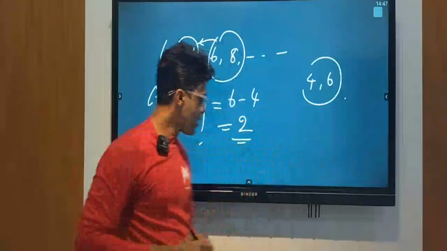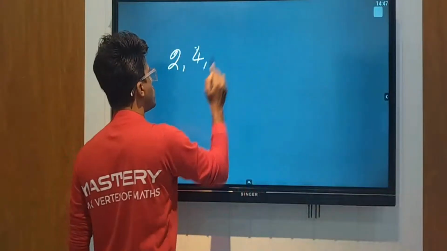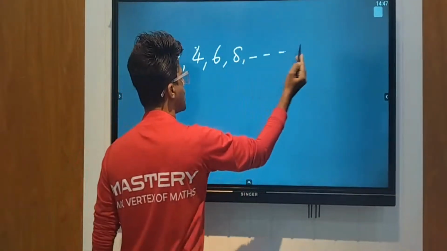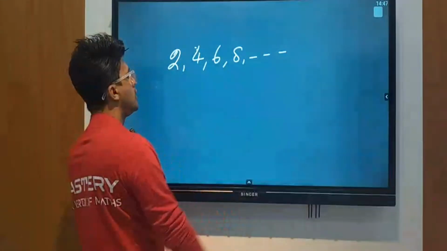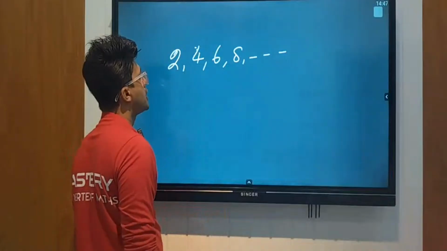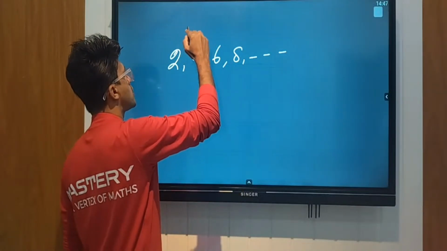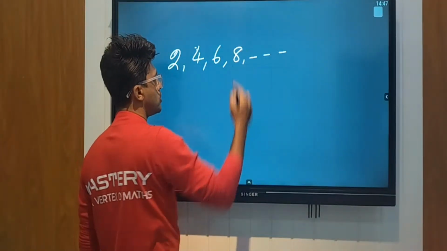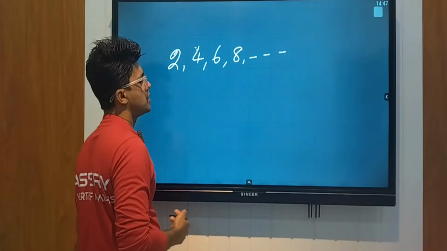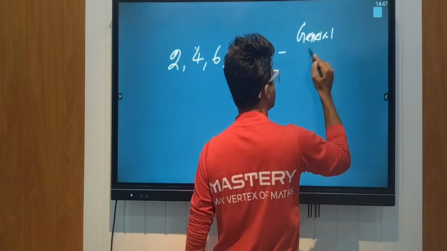Anyway, right now you know what a number pattern is. Think of this one, 2, 4, 6, 8, and so on. Here is a number pattern. You know that the common difference is 2. The reason: 2 plus 2 is 4, 4 plus 2 is 6, 6 plus 2 is 8, and so on. We are going to get the general term of this number pattern.